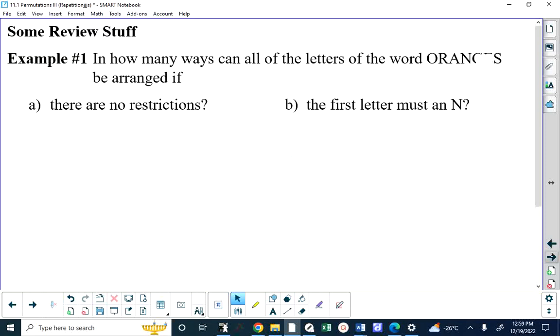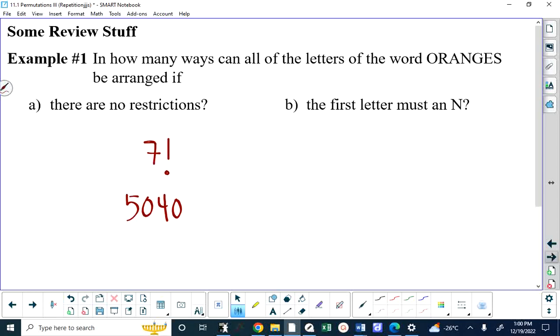So let's get started here, some review stuff. How many ways can all of the letters of the word oranges be arranged if there are no restrictions? Well, that should be like stealing candy from a baby. There are 2, 4, 6, 7 items in that list, I believe, and that would be 7 factorial, which I seem to recall is 5,040. By the way, you can make a mental note here that all of the letters in the word oranges are different. It wouldn't be 5040 if some of the letters were the same.